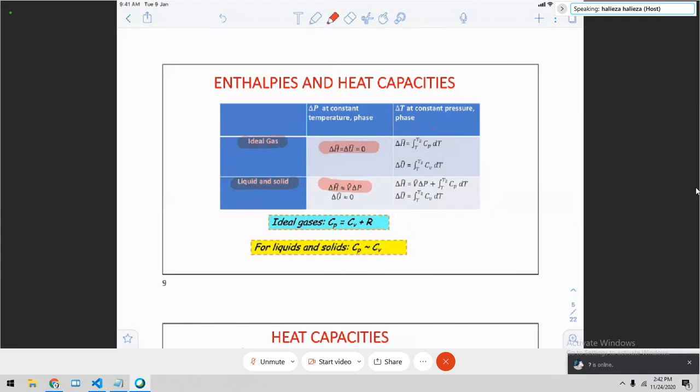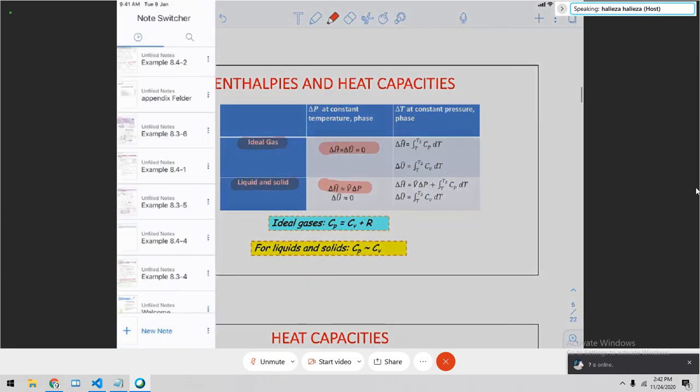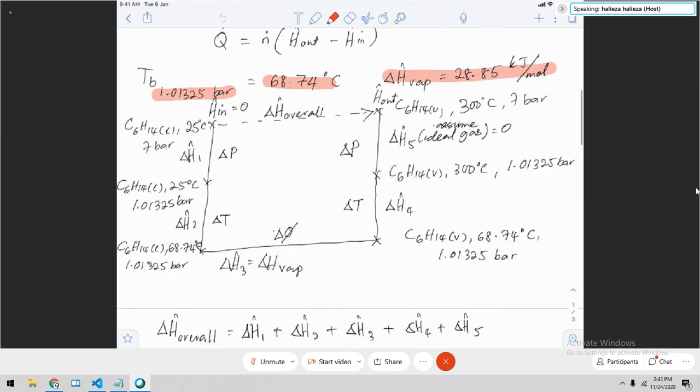Okay, so let's go back to that hypothetical path again. So this is not going to be 0. What is it going to be? This is liquid. So what is it, guys? V delta P. Okay, specific volume times change in pressure. But your specific volume is very small. Sometimes you can approximately assume it becomes 0, but we're not going to assume yet. We're going to calculate. Okay?